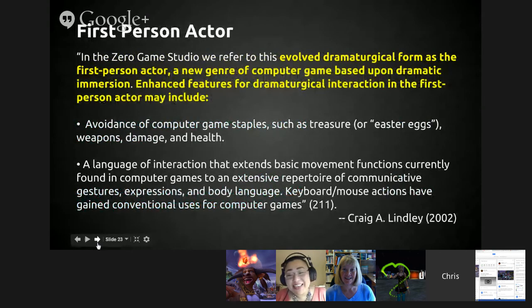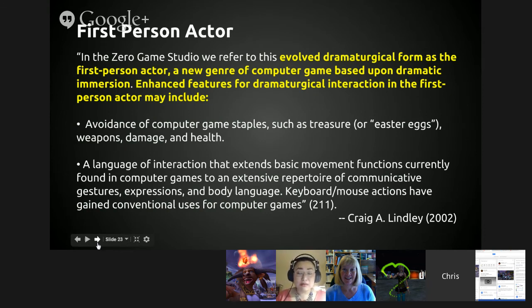All right, this last concept is by Lindley. He just came up with this concept; he calls it the first-person actor. He says, in the Zero Game Studio, which is his own studio, we refer to this evolved dramaturgical form as the first-person actor, a new genre of computer game based upon dramatic immersion. So instead of using gameplay to immerse you, instead of using game mechanics, they're talking about using the story. Enhanced features of dramaturgical interaction in the first-person actor may include, one, avoidance of computer game staples, such as treasure or Easter eggs, weapons, damage, and health.